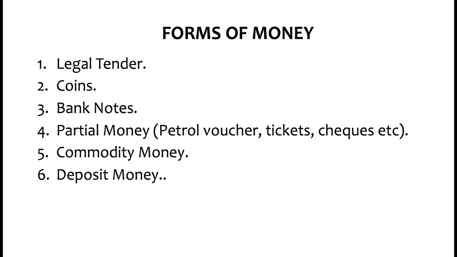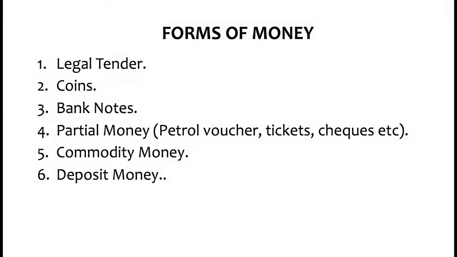Then we have commodity money. These are the ones we have just mentioned, like the ones that were used in those days. Then we have deposit money. This is talking about money that is kept in the bank. What you keep as your bank deposit, they are considered as money.